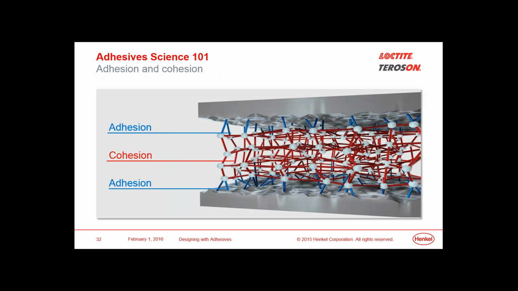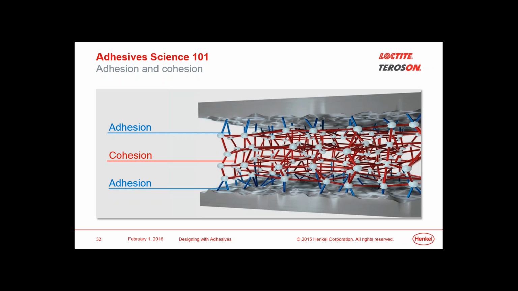So what is adhesion and cohesion? In layman's terms, because I'm not a chemist, the way I describe it, adhesion is the ability of the adhesive to chemically bond to the surface or part that you're trying to assemble. And I say chemically; you could also rely on mechanically keying into the surface, depending on the surface finish or roughness of that part. The cohesion is really the strength of the adhesive material itself.